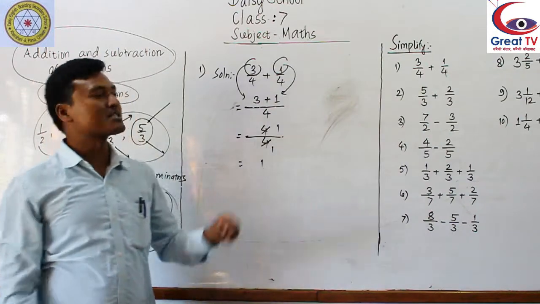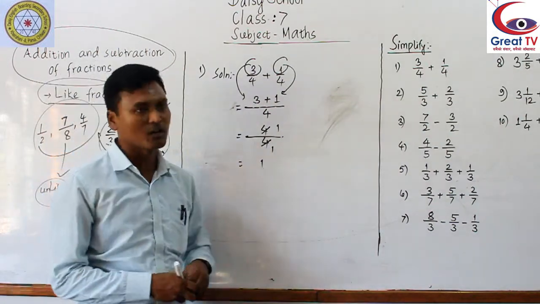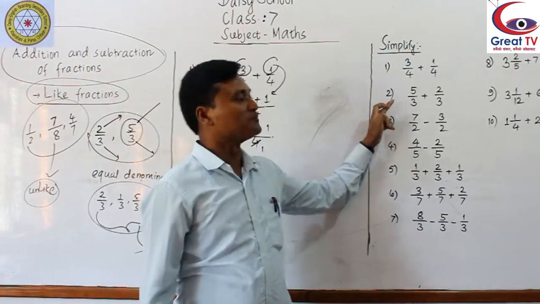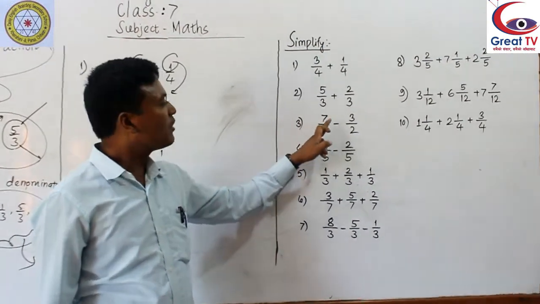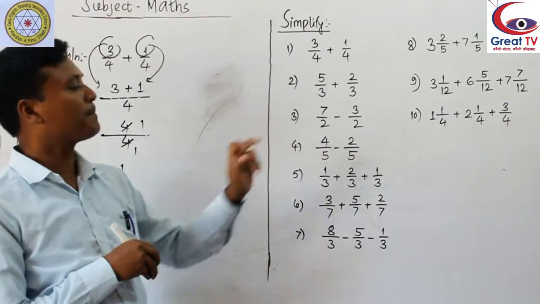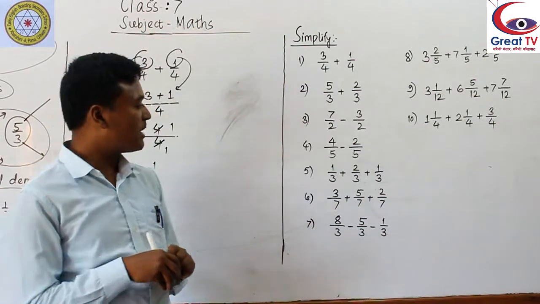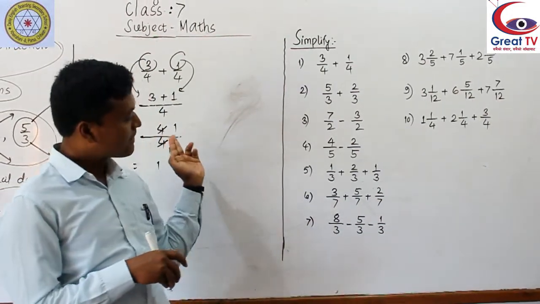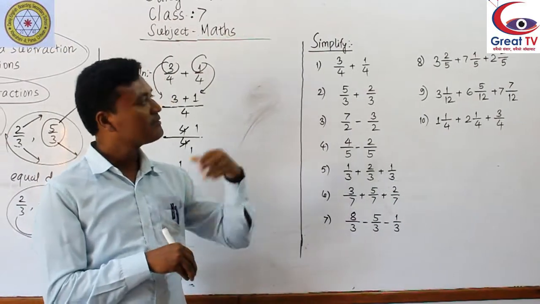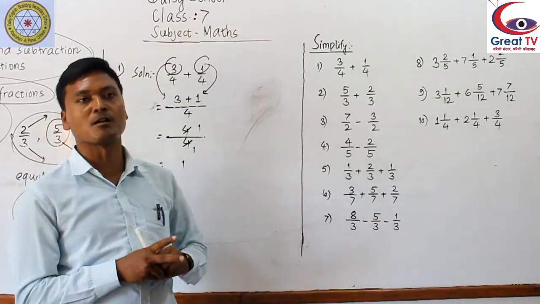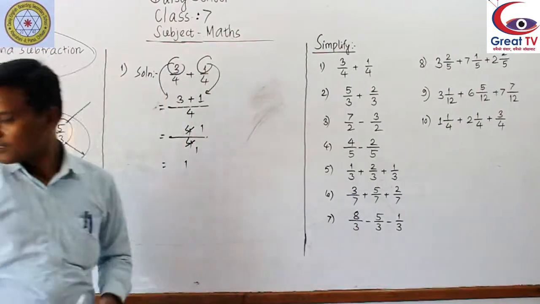So we solved a very simple problem. Let's check the next one. If you check question number 2, you can follow a similar idea. If you check question number 3, only in the case of the minus sign, you can follow a similar idea. For them also you can do it by the similar idea. But if you have 3 fractions, 4 fractions, 5 fractions, no problem. You can solve it easily.